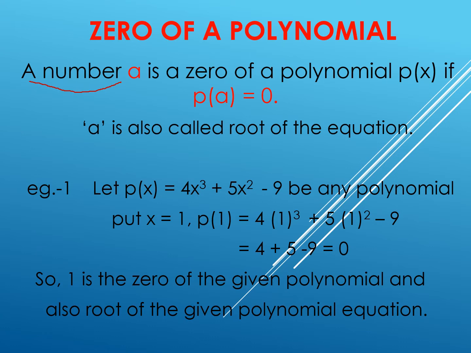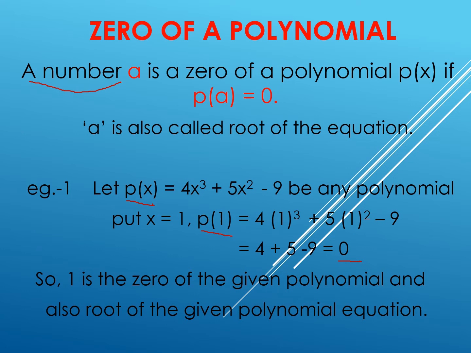Let me explain it with the help of an example. Here we have taken one polynomial p(x). p(x) is equal to 4x cubed plus 5x squared minus 9. Now, if we put the value of the variable x as 1, we see p(1) is equal to 4 times 1 cubed plus 5 times 1 squared minus 9. And if we solve this, we get the value of the polynomial p(1) as 0.